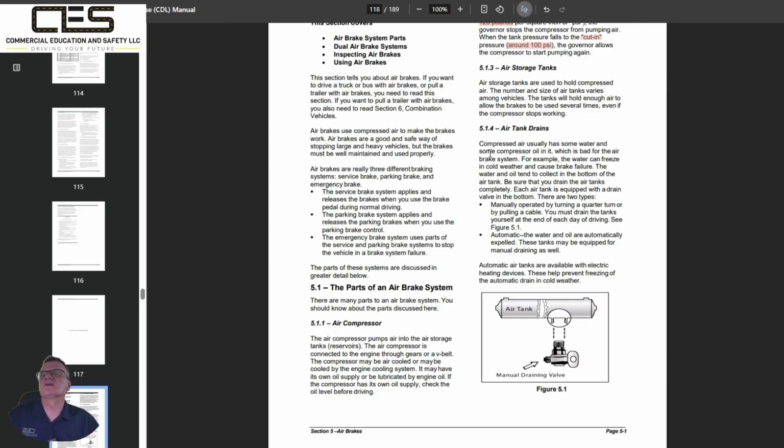I'm going to read this over here so you can see what I'm talking about. Compressed air usually has some water and some compressor oil in it, which is bad for the air brake system. For example, water can freeze, and see I'm highlighting that, in cold weather. I don't need the whole paragraph here. Water can freeze. That's why we have drains. We'll talk a little bit more about it, but that's going to be the testable question that you're going to be looking for.